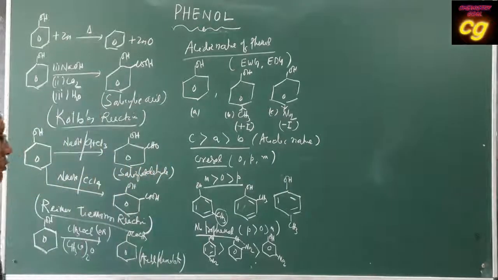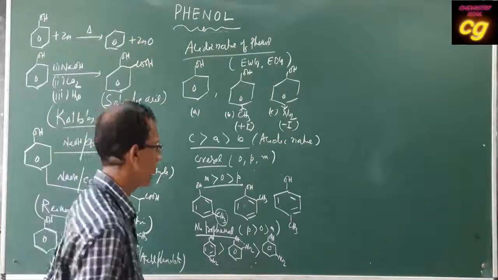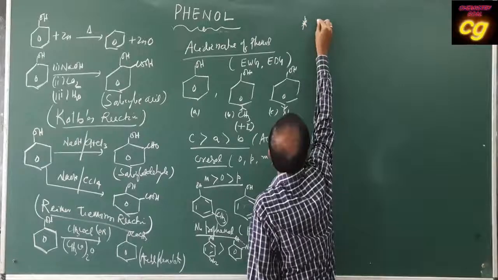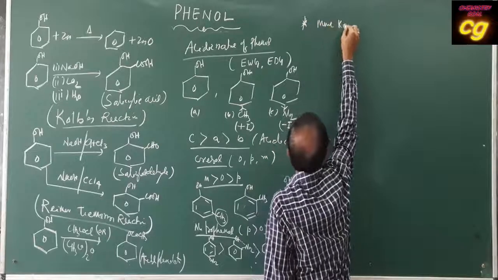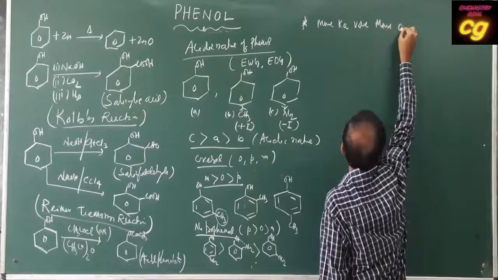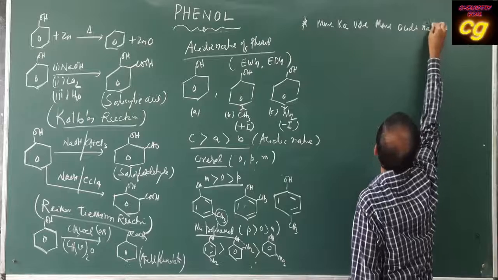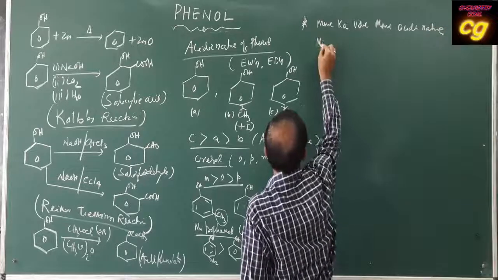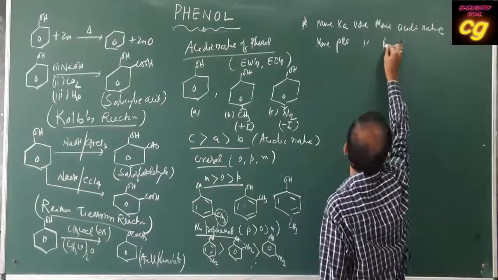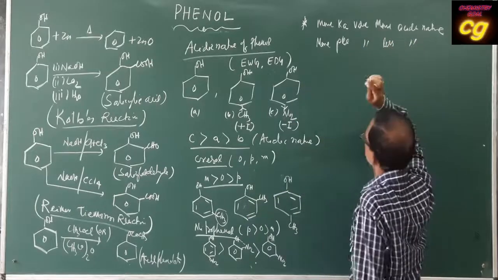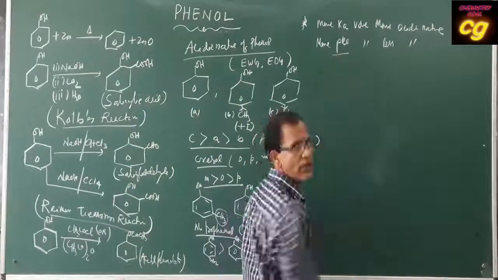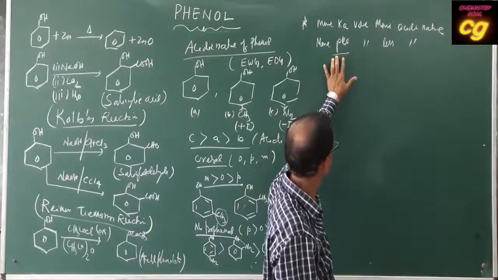Then another thing, one very important thing I will tell you. Keep it in mind: more K value means more dissociation of acid. More K value, more acidic nature, but more pK value, less acidic nature. pK means minus log K. Already you have read that more pK value, less acidic.